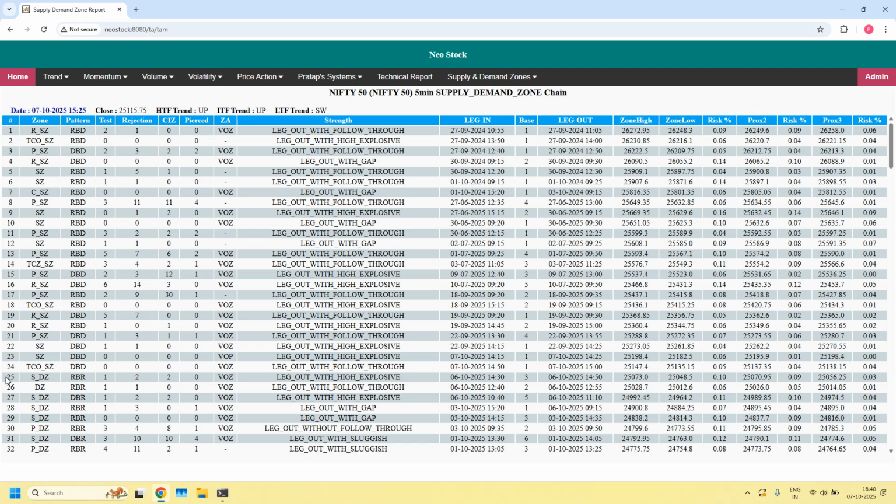The nearest demand zone for the current closing price is serial number 25. I will put it in the middle of the page.